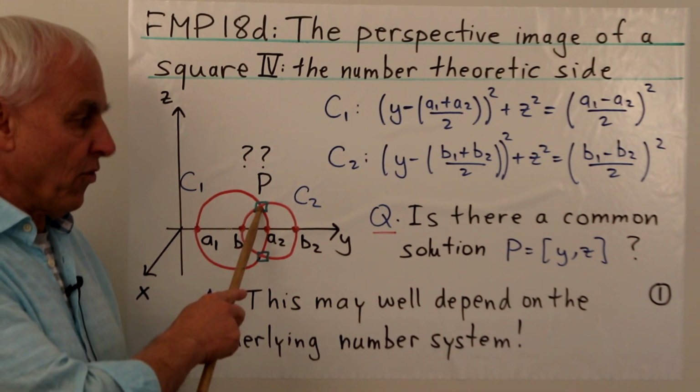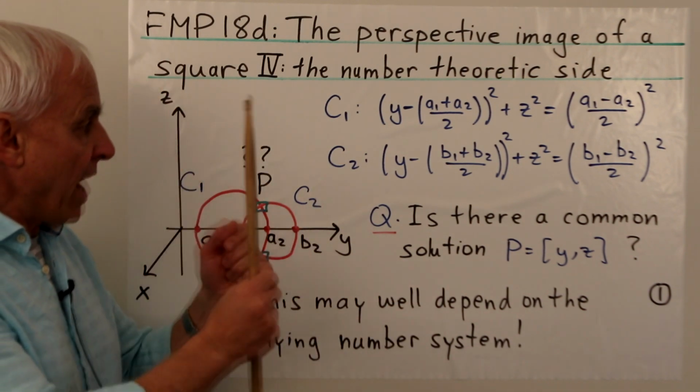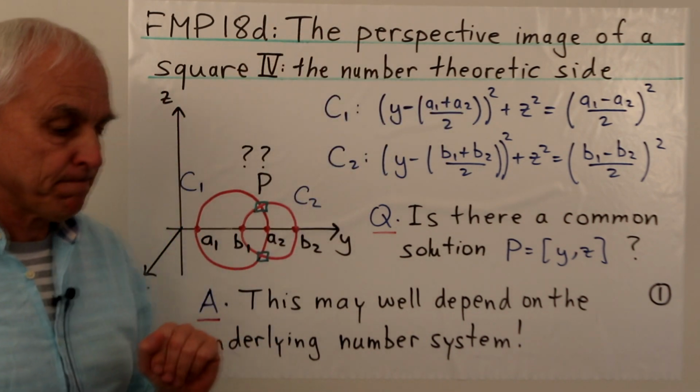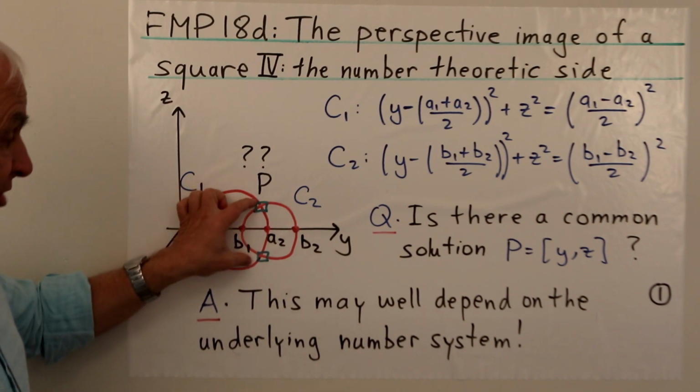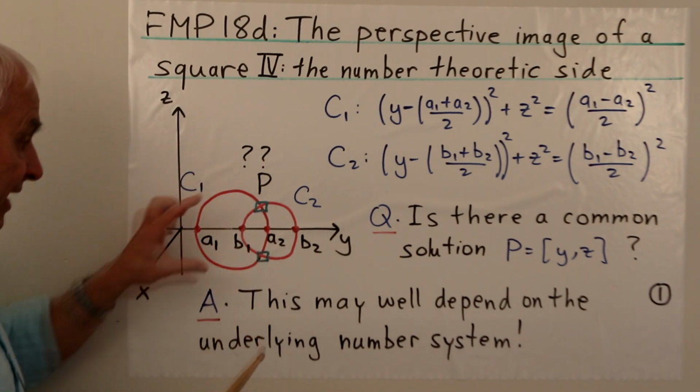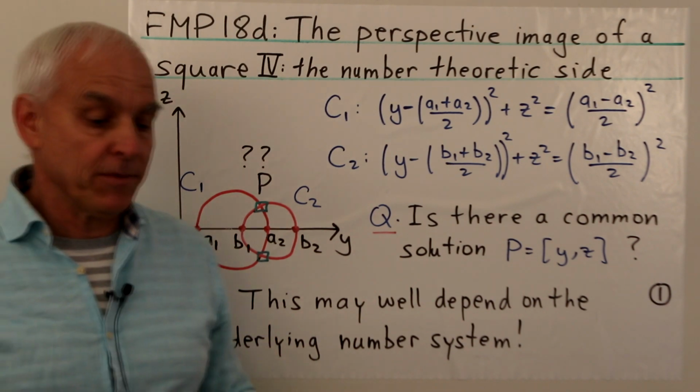Say with coordinates y and z. Can we find y and z that satisfy both these quadratic equations? Well, if we can, then there's likely to be two of them, because we can see geometrically that if that's a solution, then its reflection is also going to be a solution.